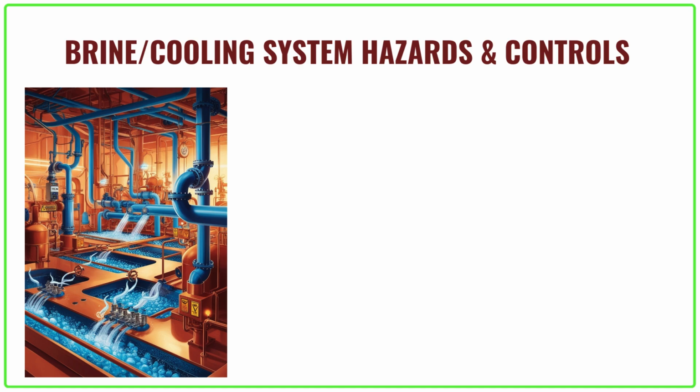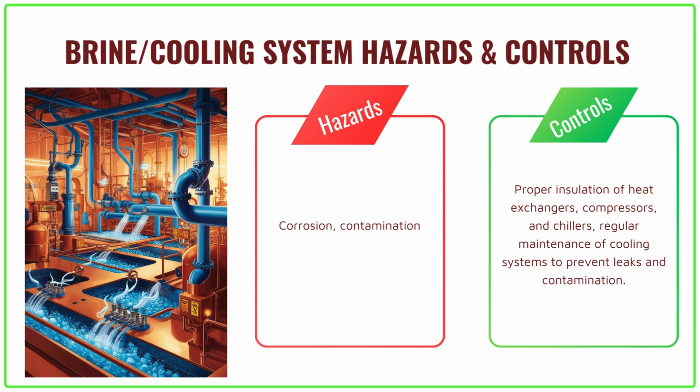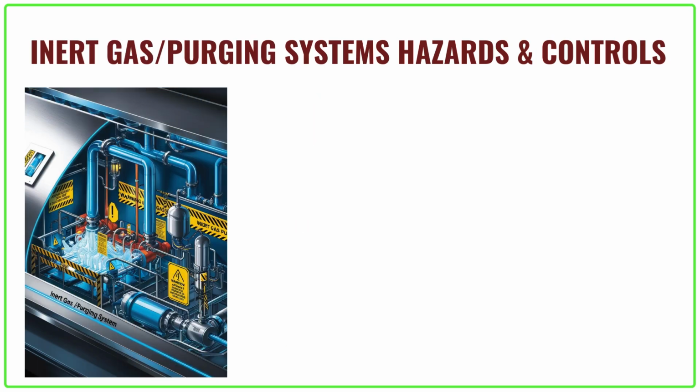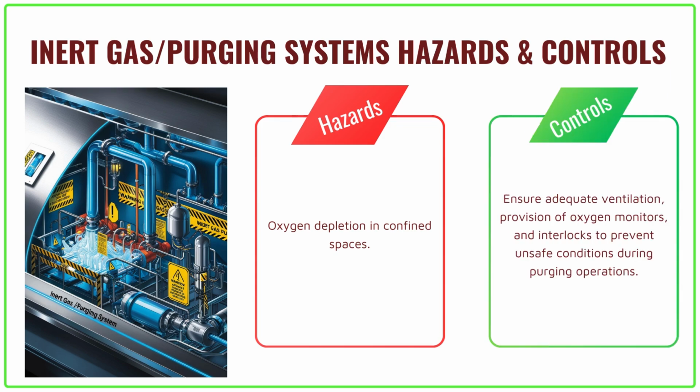Brine cooling systems. Hazards in brine cooling systems include corrosion and contamination. Ensure proper insulation of heat exchangers, compressors, and chillers, and conduct regular maintenance to prevent leaks and contamination. Inert gas purging systems. Inert gas purging systems pose hazards such as oxygen depletion in confined spaces. It's critical to ensure adequate ventilation, provide oxygen monitors, and implement interlocks to prevent unsafe conditions during purging operations.